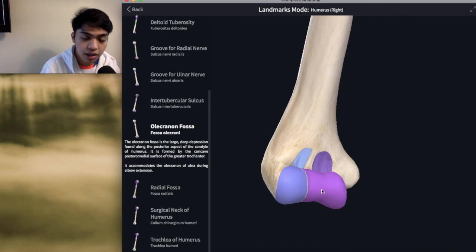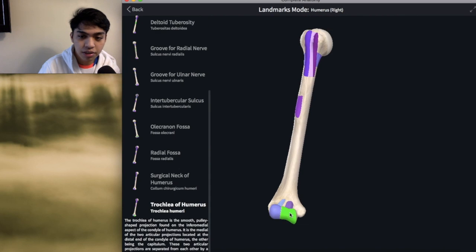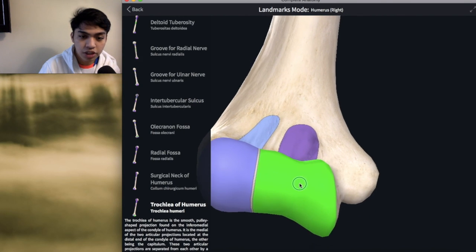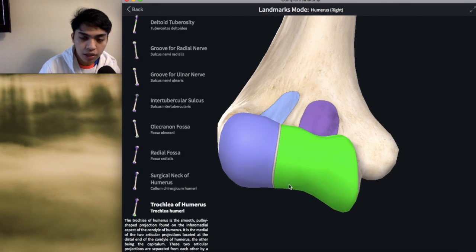And then finally, these two structures right here, the capitulum and the trochlea. The trochlea is the one that is pulley in shape. Yan, yung medyo may concave siya dito sa gitna.